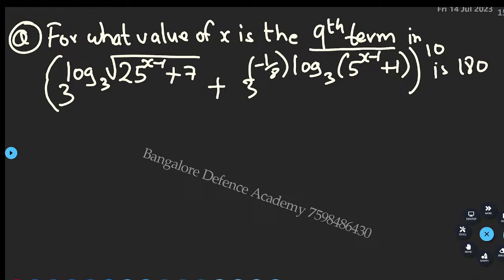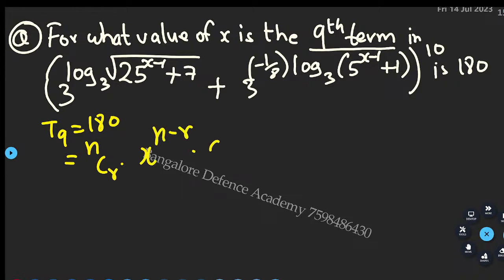They are telling the ninth term, correct? So t9 is equal to 180, that is what they have given. So what is the r value? Look here, no talking now. The r value is equal to 8. So what happens with the formula? nCr x to the power of n minus r into a to the power of r, correct. So this is equal to 180. So 180 is equal to 10c8, what is x here?